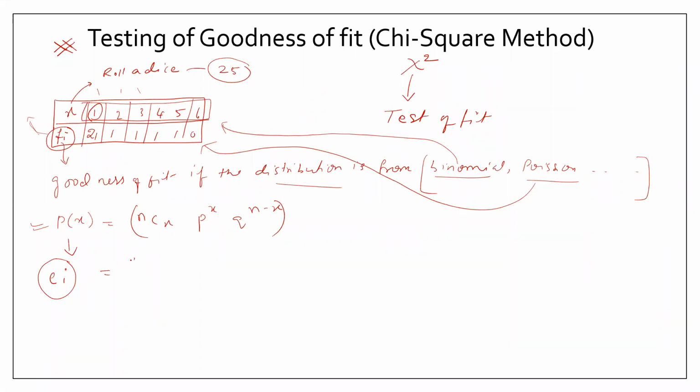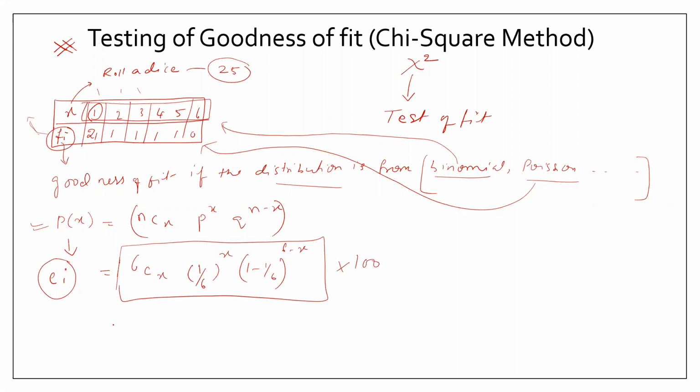So here n is 6, because there are 6 values, so 6Cx, and p we have to calculate. p is the probability of getting a number on the dice, which is 1 by 6 because it has 6 faces. Whenever you toss a dice, the probability of getting any one number is 1 by 6, to the power x. So 1 minus 1 by 6 is the q value, raised to the power 6 minus x. You should use this distribution and then multiply it with the total frequency.